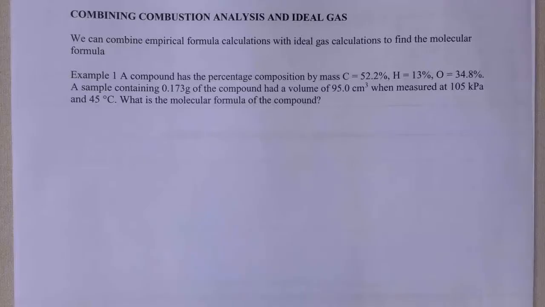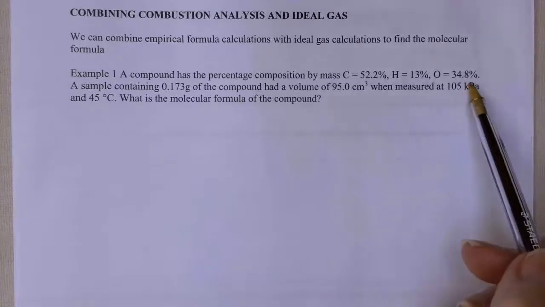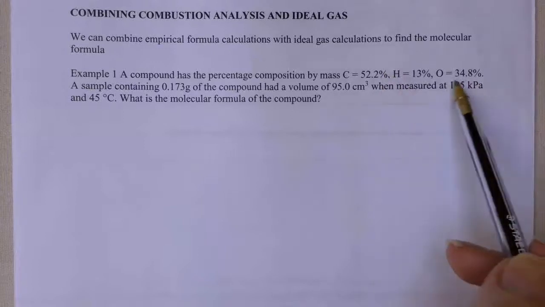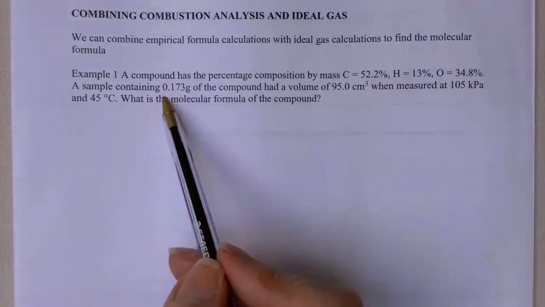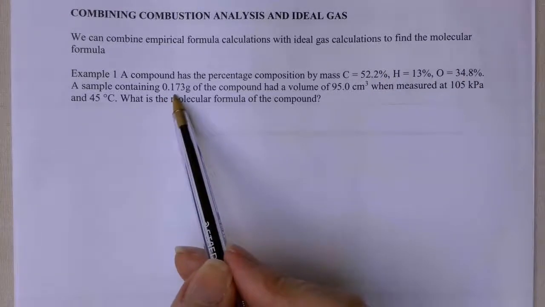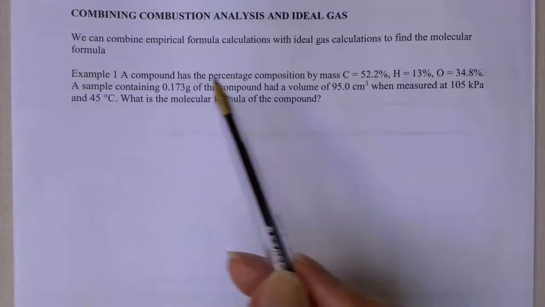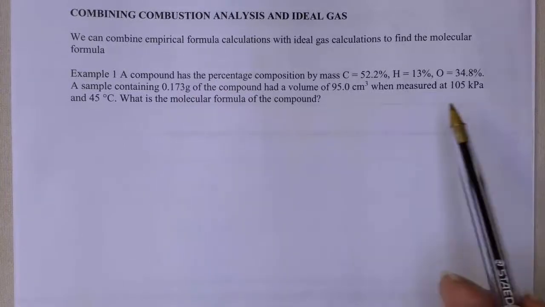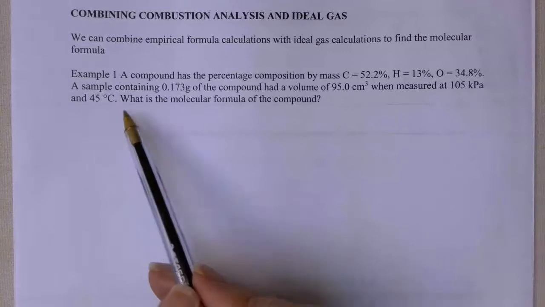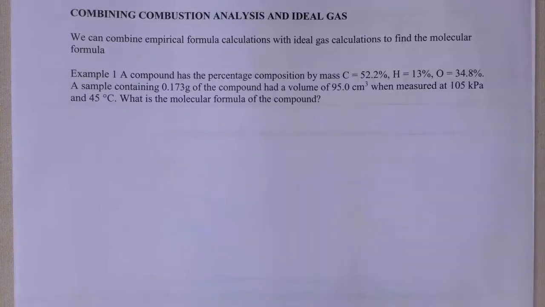So we're on page 12 of your notes, and we're looking at a compound which has a percentage composition by mass of this, and then if I took 0.173 grams of the compound and I measured its volume and pressure and temperature, I can then use that to work out the molecular formula of the compound.